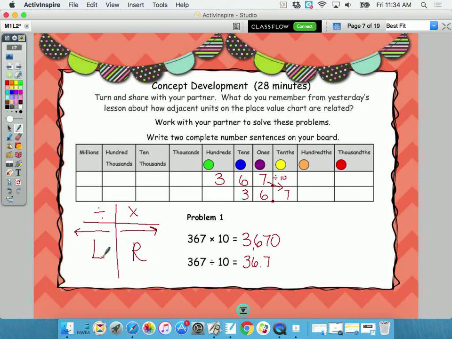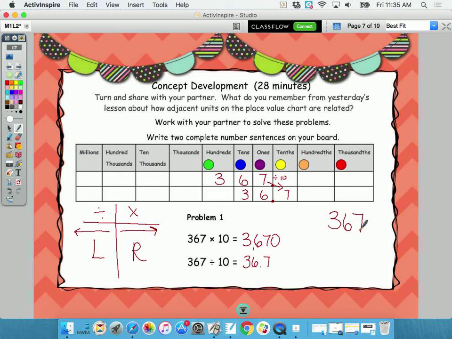So watch my trick. Okay, watch it. So I've got 367. I'm going to write that number down. And to divide by 10, how many place values will I move? 1. Right. 1 place value. Now, what does my decimal trick tell me I'm going to do? Go to the left, because I'm dividing. So I take my decimal.